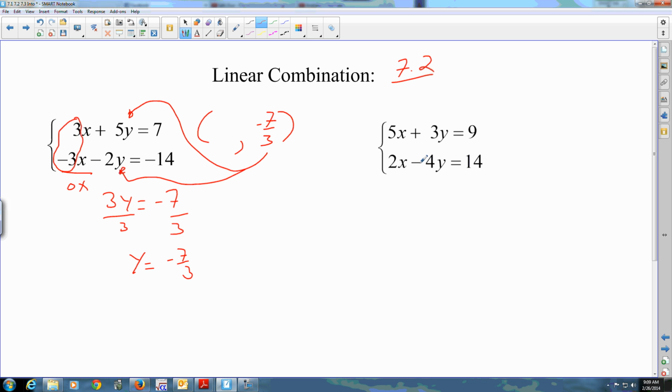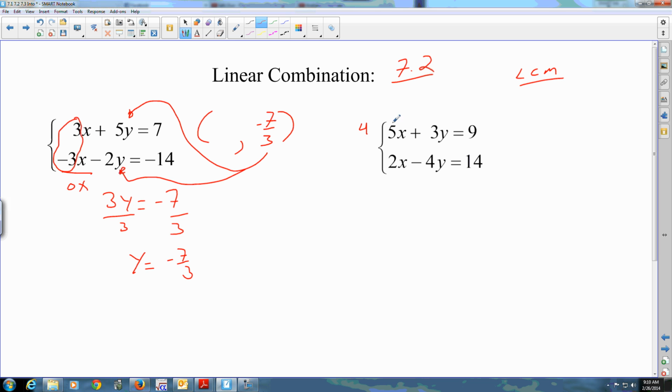Okay? It's your choice which one you go after. You can go after the x's or you can go after the y's. It really doesn't matter. I'm going to go after getting rid of the y's, like the x's disappeared here only because they're already opposite in sign. So all I have to do is make them the same number. So you're going to go after the least common multiple. The least common multiple between those is 12.